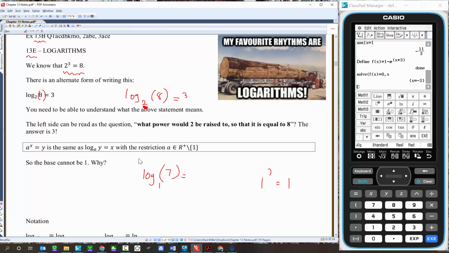So this one here, log 1, 7, it can't be done. It's not possible. 1 raised to, you're not going to get 1 to become 7 by raising it to any power. So this just does not work.